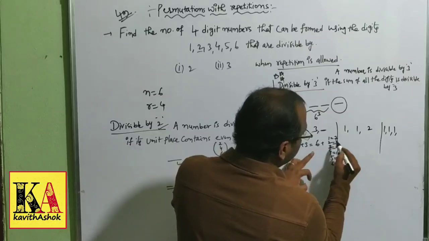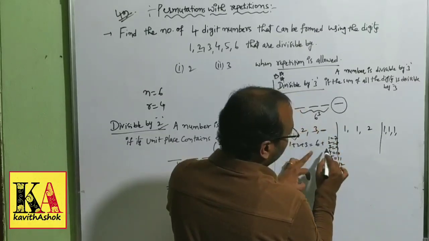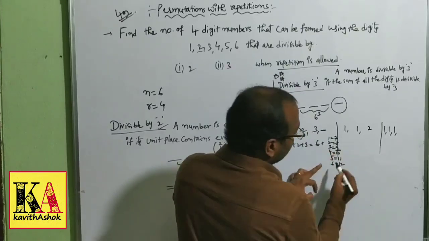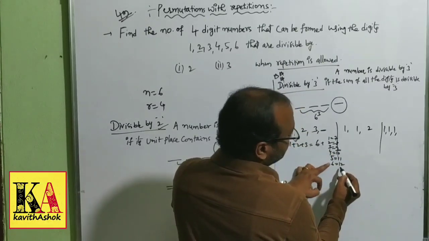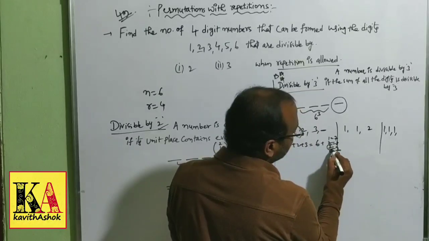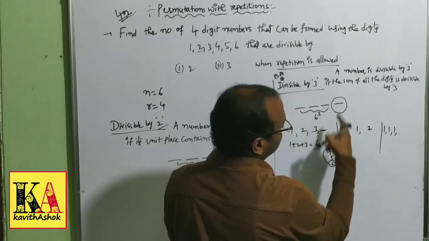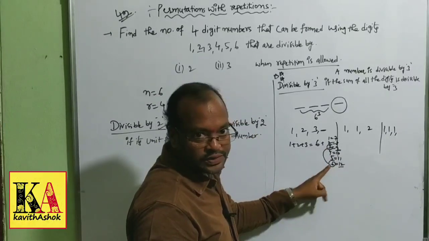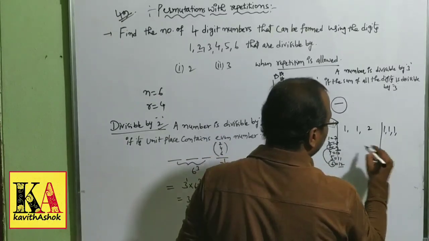So there is a choice. If you take 3, it will not be divisible. 8, it will not be divisible. Yes, 9 is divisible. 10, no. 11, no. 12 is divisible by 3. So here 2 choices are there to fill the last place: one is an odd choice and one is an even choice. Only 2 choices.